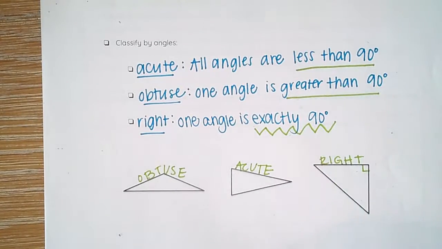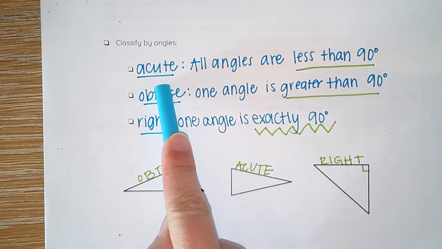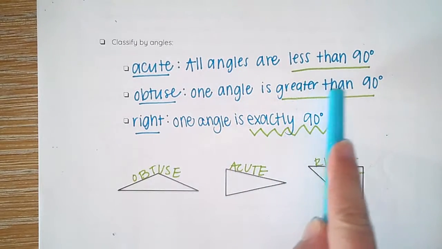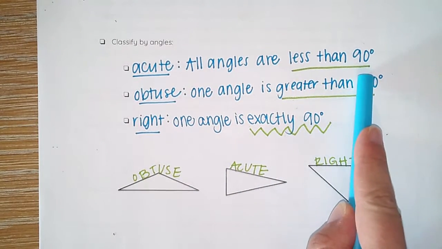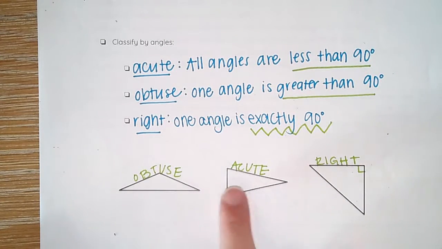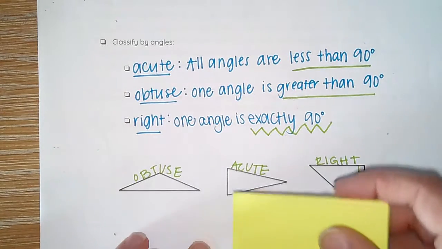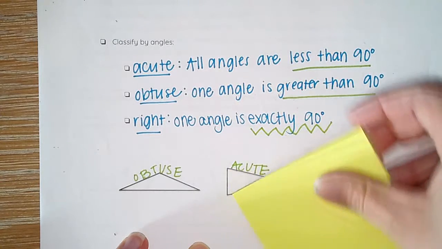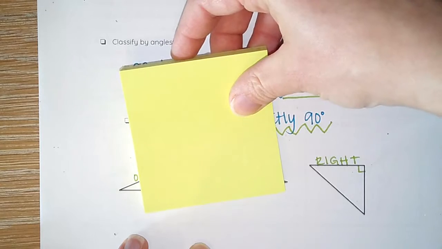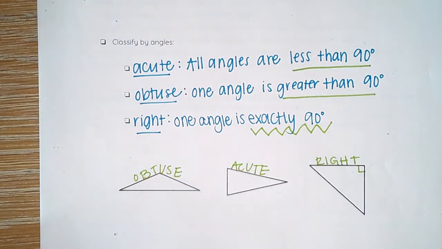Then we can also classify by angles. One kind of triangle is an acute triangle. This is where all angles are less than 90 degrees. This is an acute triangle. If you wanted, you could take a piece of paper or a note card or the corner of some Post-it notes, and you would see that all of the angles are smaller than 90 degrees.